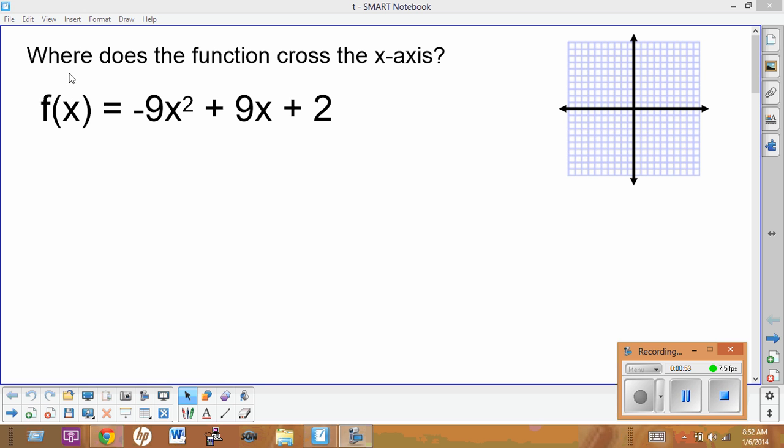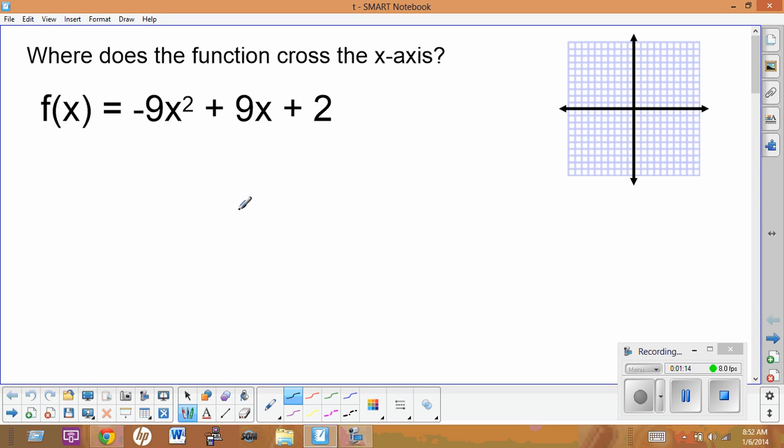So the directions to this problem says, where does the function cross the x-axis? And our function is f of x is equal to negative 9x squared plus 9x plus 2. So to answer this question, we're going to use the quadratic formula. So again, where does the function cross the x-axis?